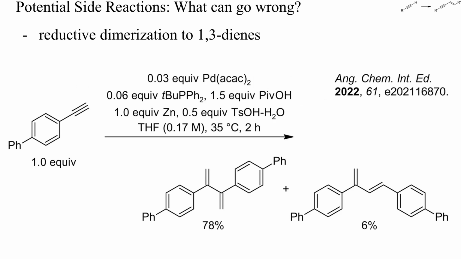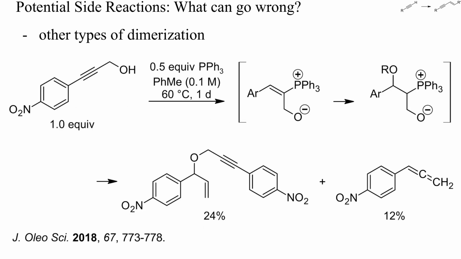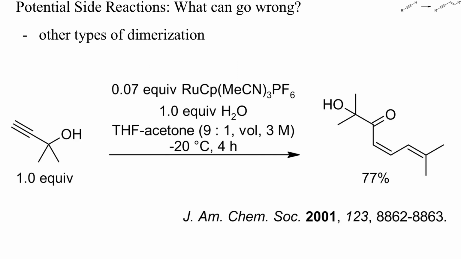Reducing agents like metallic zinc or alkali metals can reduce alkynes to olefins or cause reductive dimerization, as in this example. Propargylic alcohols also tend to surprise us with unexpected transformations. Here, treatment of an electron-deficient propargylic alcohol with triphenylphosphine gave a mixture of an allylic ether and an allene. And with the aid of a cationic ruthenium catalyst, 2-methylbutynol dimerized at low temperature to a dienone.